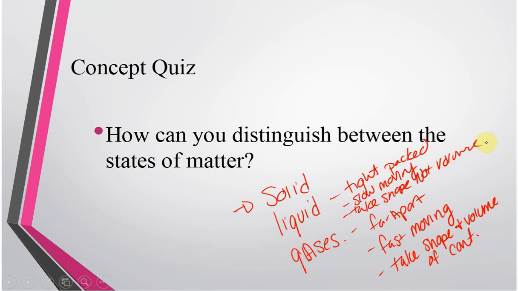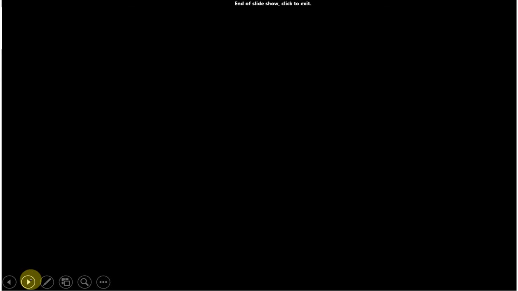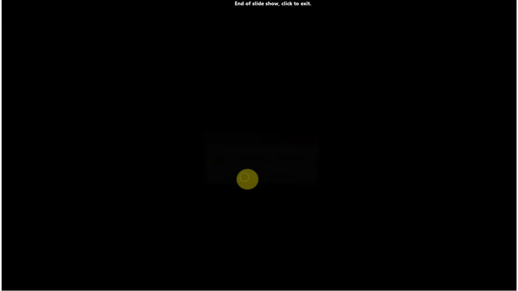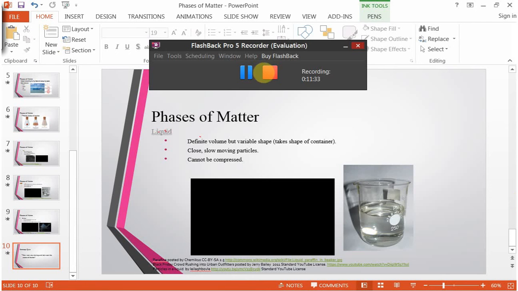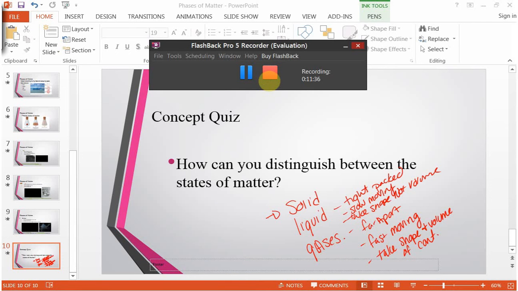And the solid has a rigid structure, can't be compressed. The particles are very slow moving. Stuff like that. Okay? So just make sure you are comfortable, no matter how I ask those questions, that you would get them correct. That concludes the video for phases of matter.